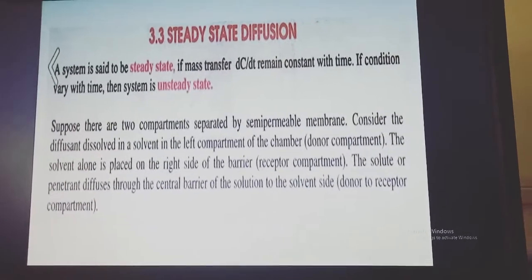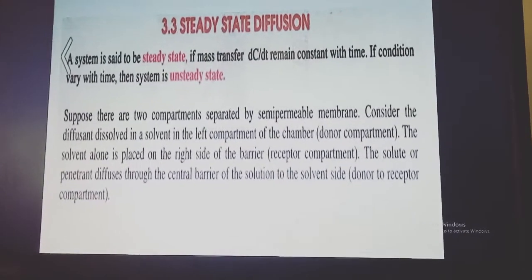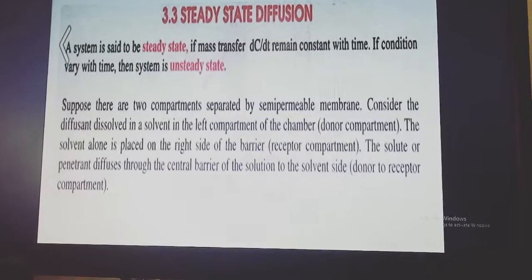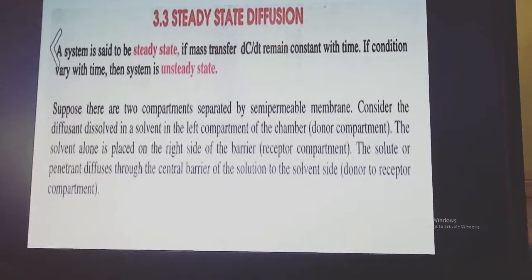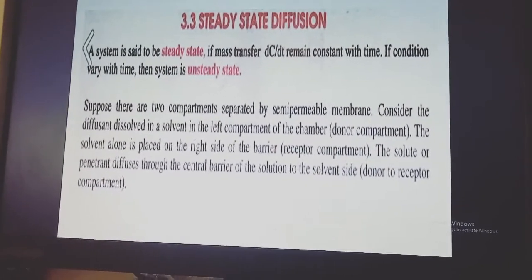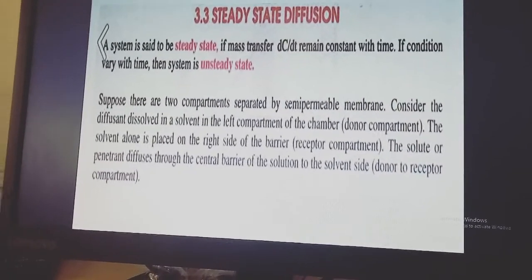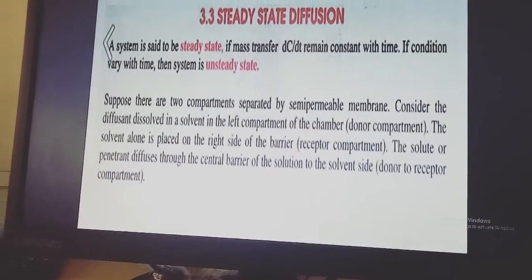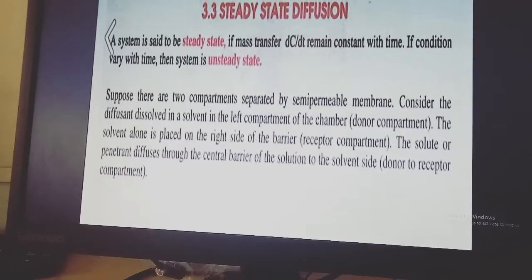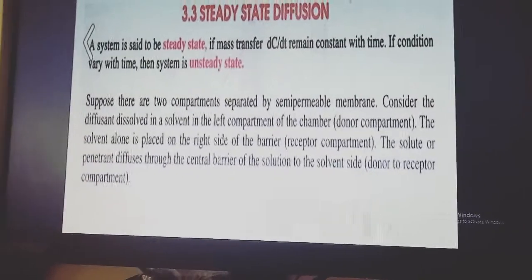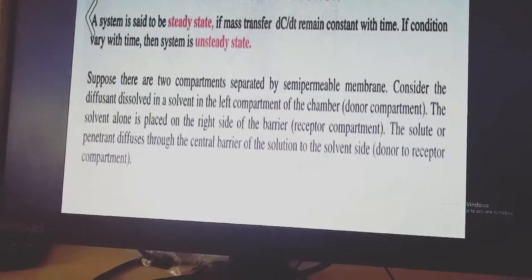Next is steady state diffusion. A system is said to be in the steady state if the mass transfer, that is dC/dt, remains constant with time. If conditions vary with time, then the system is unsteady. Means two types of systems are there, steady system and unsteady system. Steady means the mass transfer remains constant. Unsteady means the mass transfer varies with time.